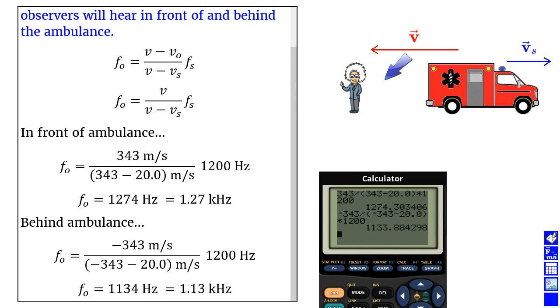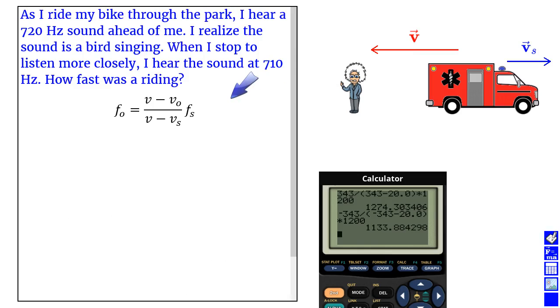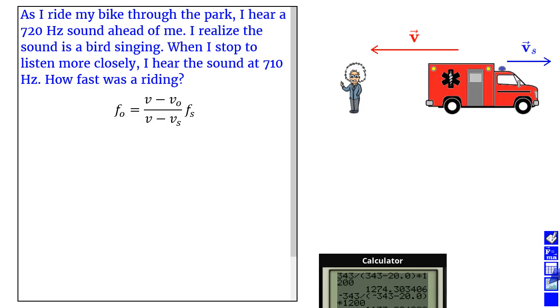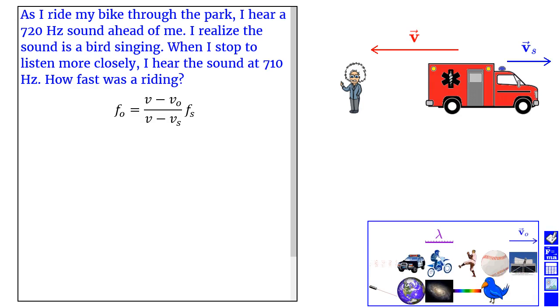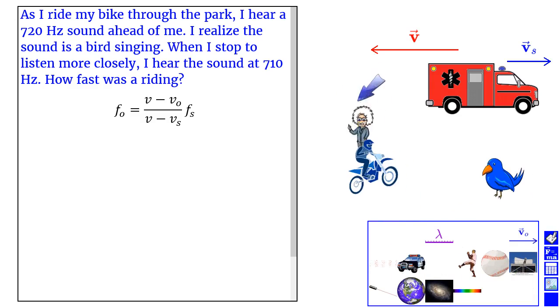Let's look at a second example. As I ride my bike through the park, I hear a 720 hertz sound ahead of me. I realize the sound is a bird singing. When I stop to listen more closely, I hear the sound at 710 hertz. How fast was I riding?